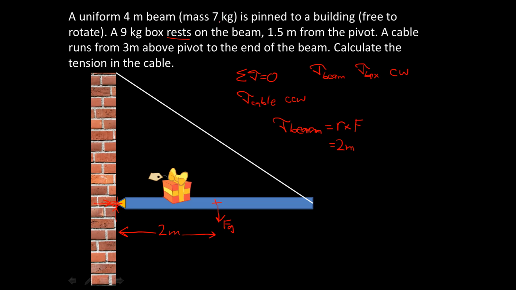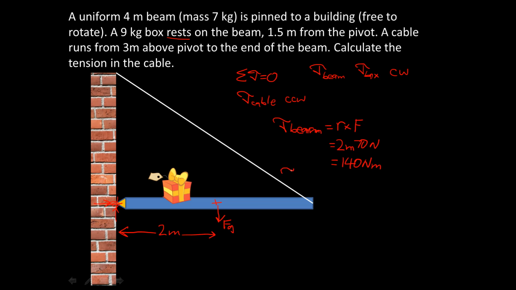The mass of it is 7 kilograms, so the gravitational force is 70 newtons. So I'm producing 140 Newton meters of torque about this point on the wall, from the beam.